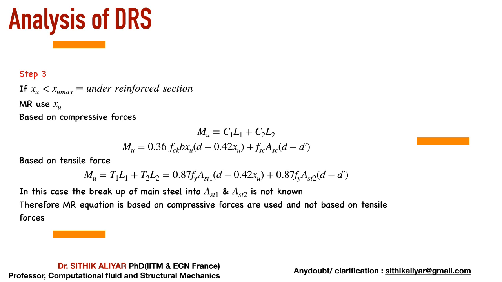Based on tensile force, if they have given you 2 bars for Ast1, 3 bars for Ast2, then you can use this formula. That's what I have explained clearly at the bottom. They will never give you that. So it's always you try to use the compression force formula.